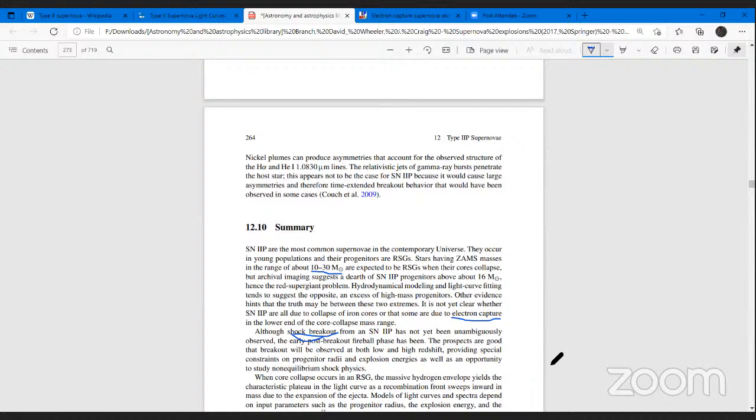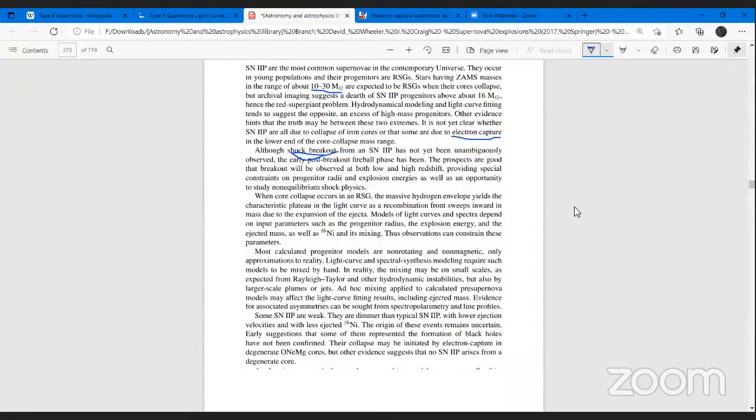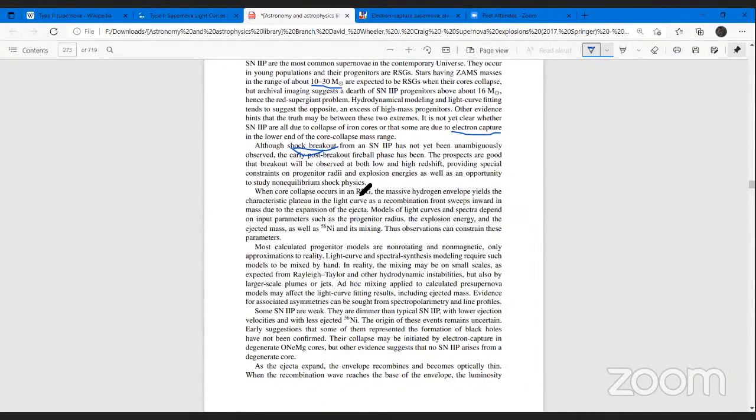So, let's move on. When core collapse occurs in a red supergiant, the massive hydrogen envelope yields the characteristic plateau in the light curve as a recombination front sweeps inward in mass due to the expansion of the ejecta. This is nothing but the plateau phase of that supernova. The models of light curves and spectra depend on parameters such as progenitor radius, explosion energy and ejected mass, as also the nickel content and its mixing.